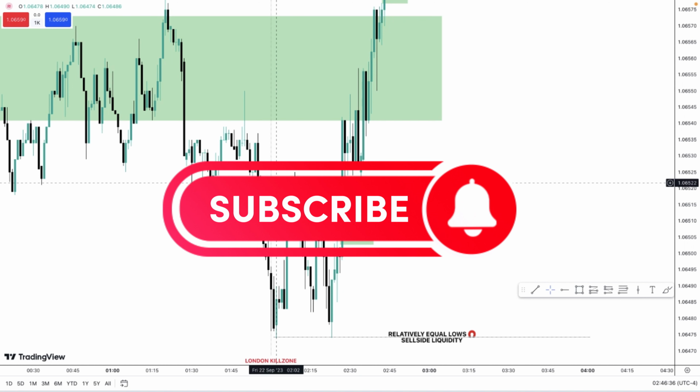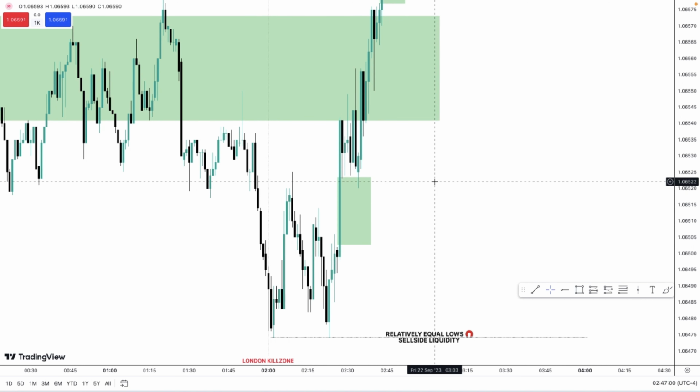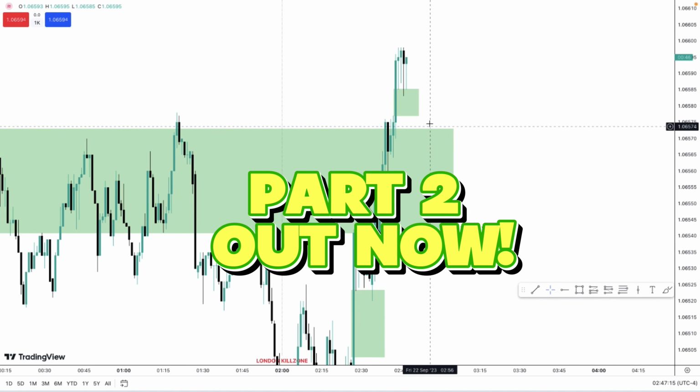And the nice thing about trading the London Killzone is that if you open a trade in the London Killzone, let's say for example your daily bias is bearish and you open a sell during the London Killzone, you can be confident holding that throughout most of the day, up until London close at least, because you have probabilities on your side.